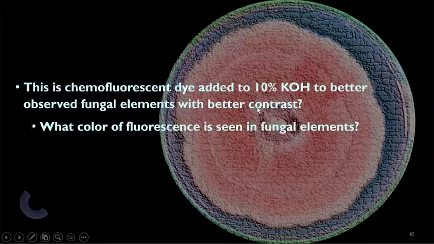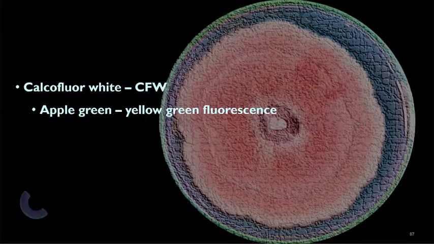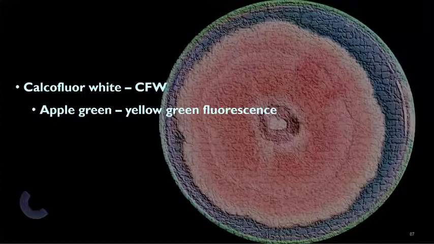And we also use chemofluorescent dyes that can be added to 10% KOH for better visualization. This is known as calcofluor white or CFW. But of course, you need a fluorescence microscope to do this. Fungus will have an apple green or yellow green fluorescence with calcofluor white. So pwede natin siyang paghalu-haluin. Okay, KOH, then calcofluor white, then observe under the fluorescence microscope.